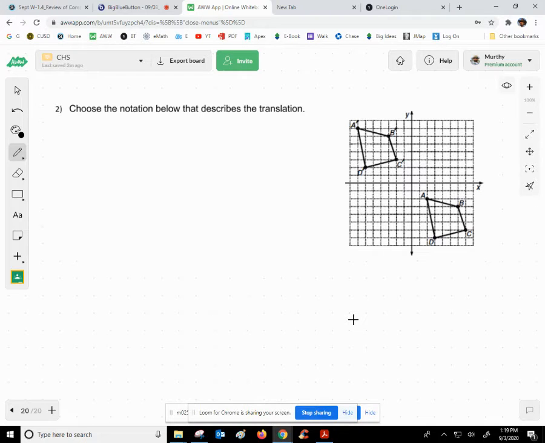Okay, here is one more question on transformations. Choose the notation below to describe the translation.